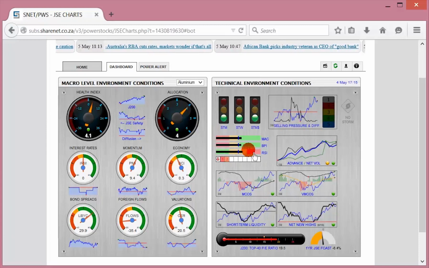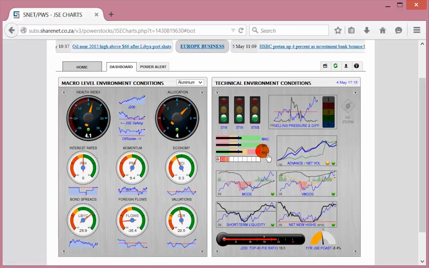These gauges here are some market breadth gauges that just show us the long-term moving averages. As long as they're above this line here, it means we're in bull market territory. If it starts dropping below into the yellow area, it means we're nearing bear market territory. And when it's in a red area, it means we are, from a breadth perspective, looking at a possible bear market.